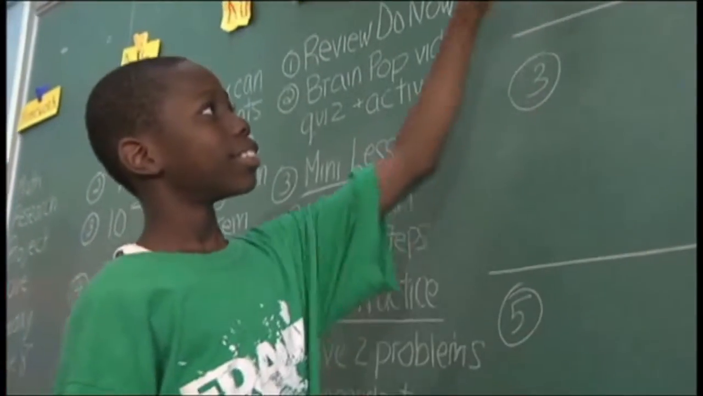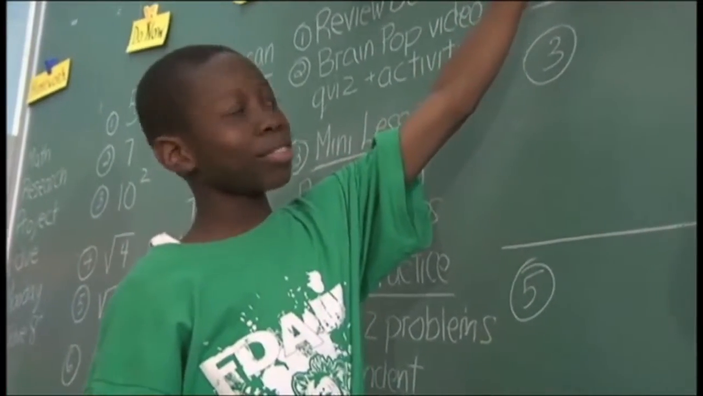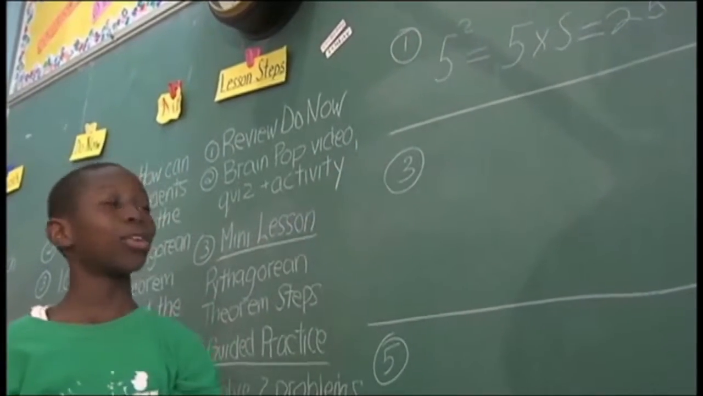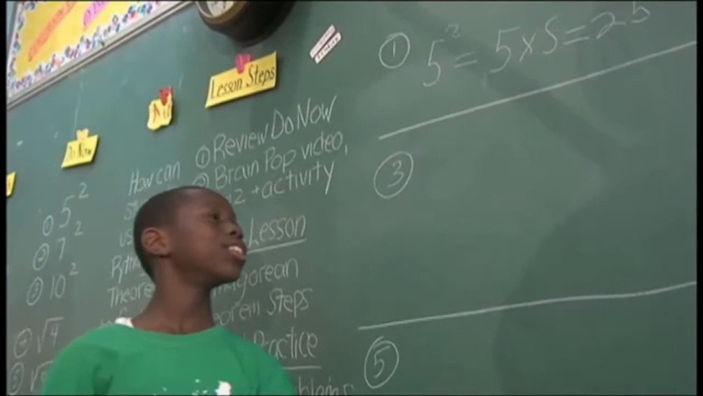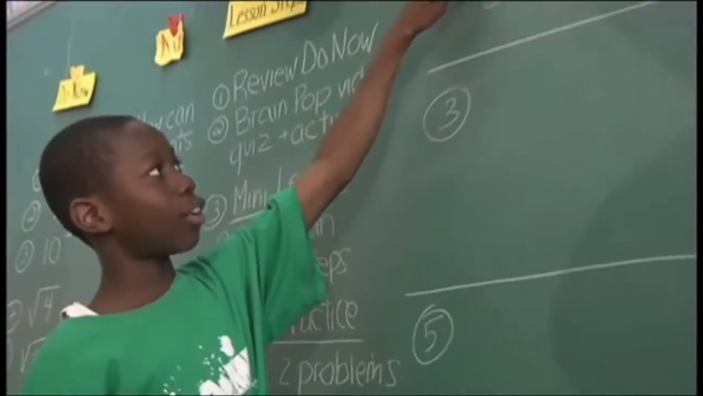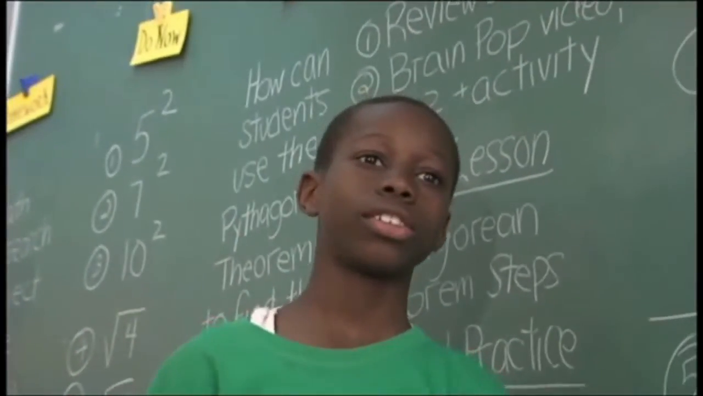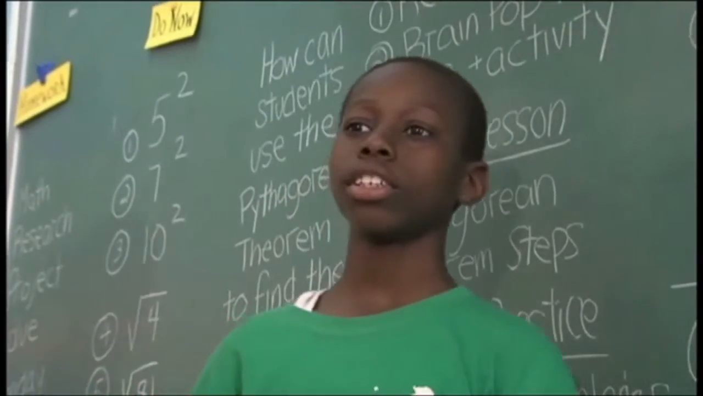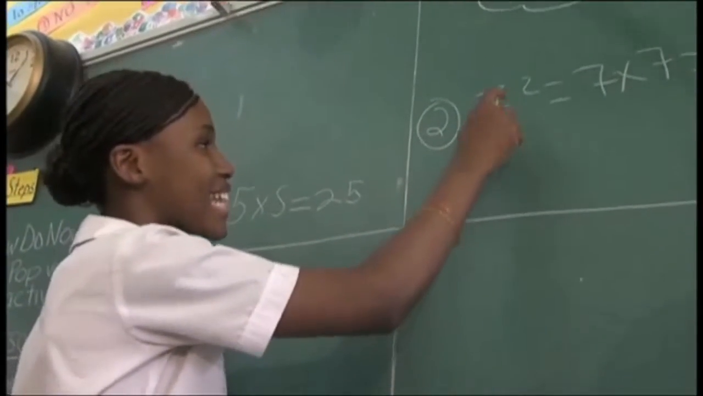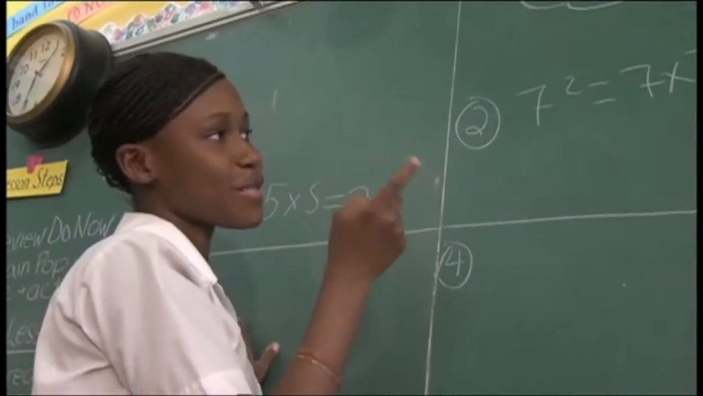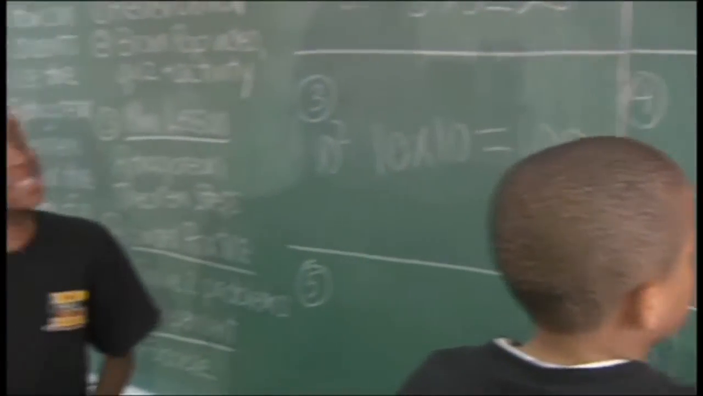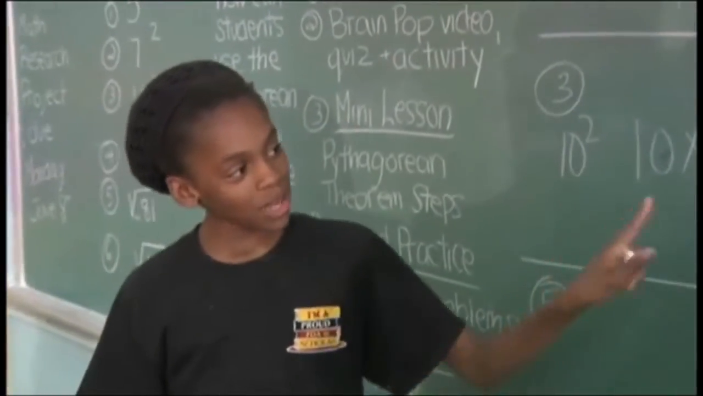Because the coefficient, the 5, right? And the 2 is the exponent. So the exponent tells you to add the 5 by itself. So the 5 times 5 equals 25. Excellent. Good job. Thank you. 7 to the second power is 7 times 7 equals 49. Thank you. Good job. Read us the problem. What do you have? 10 to the second power. 10 times 10 equals 100.